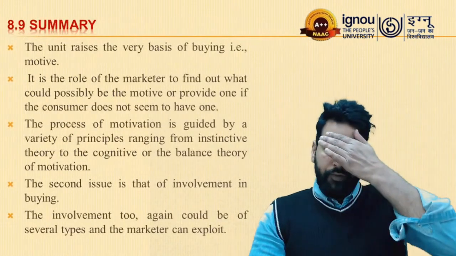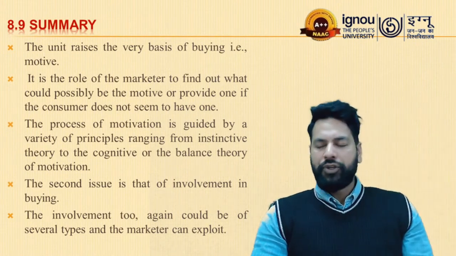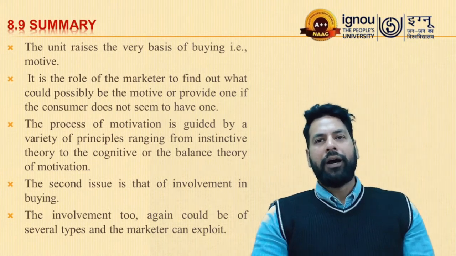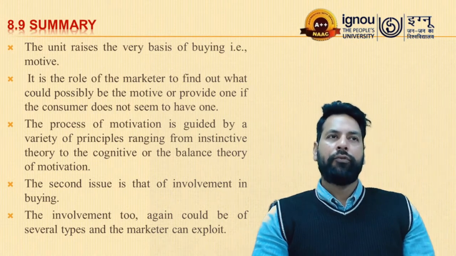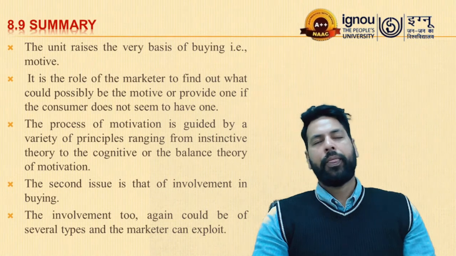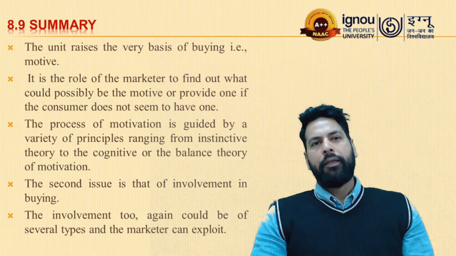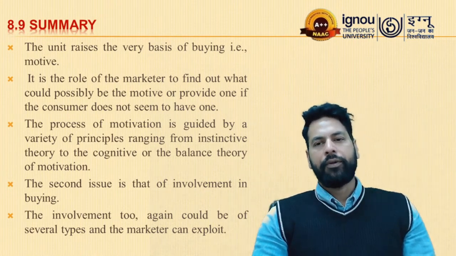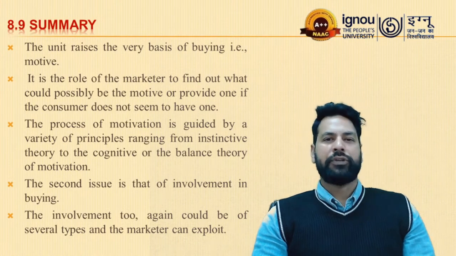Now, in summary, we understood what is motivation. We also spoke about model of motivation. We talked about Abraham Maslow's need hierarchy. We discussed involvement and different types of involvement. So once a marketer understands this, it becomes easier for him to target the target audience, which makes the selling process easier for him.